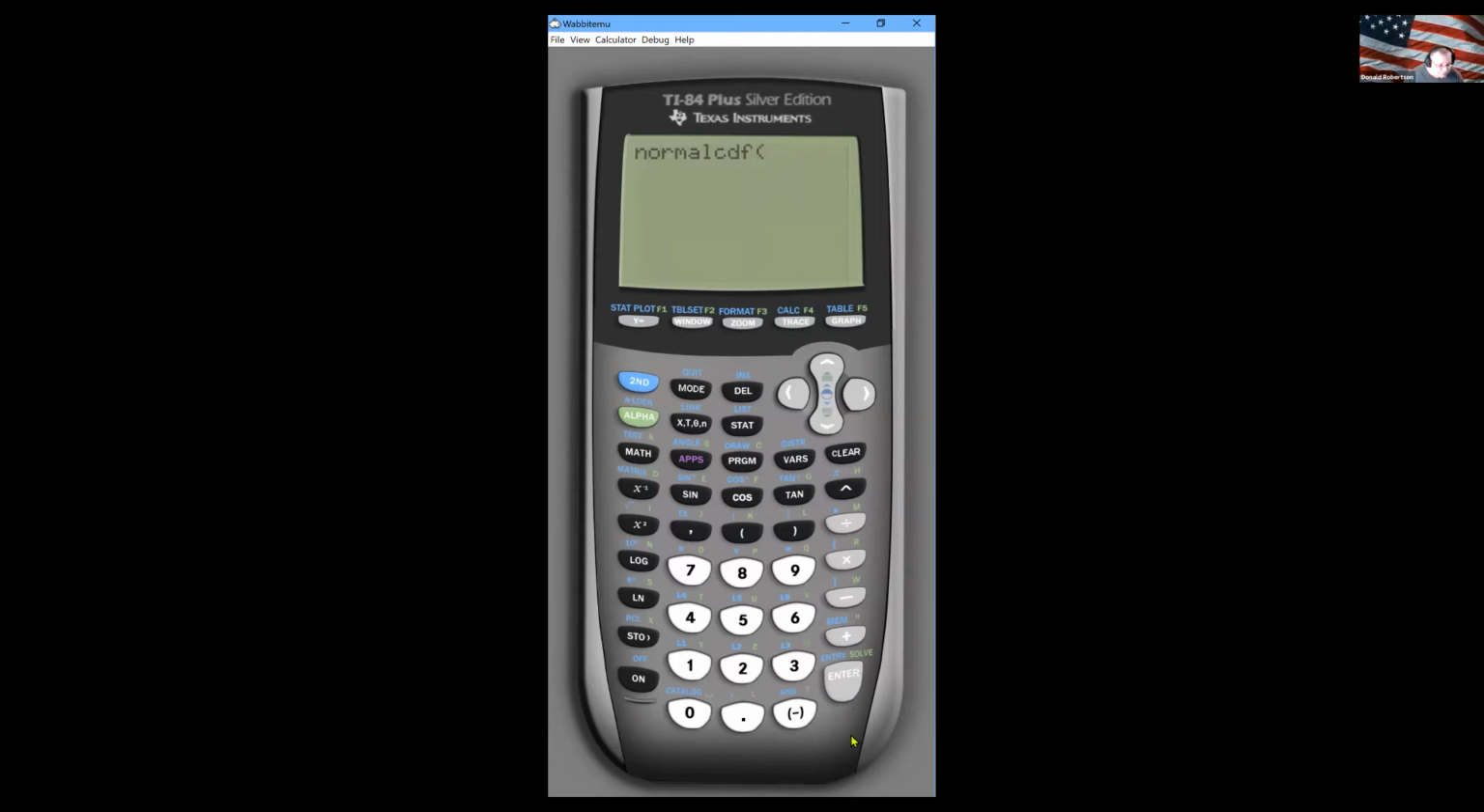And the number was -9. Make sure you hit that button when you want negative, not the subtraction button. So -9, comma, the number that we got for the z-score, -0.93. And then finish with 0 and 1. When I hit enter, that number is our p-value, and it is 0.176.